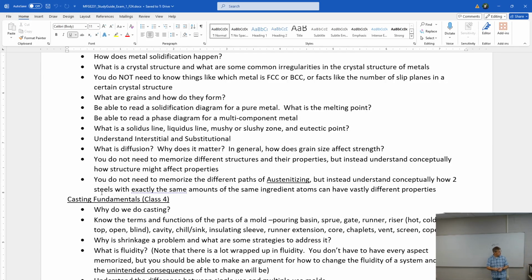All right, phase diagrams. Make sure that you know the 3 kinds of phase diagrams. What are the 3 kinds of phase diagrams that we've talked about?